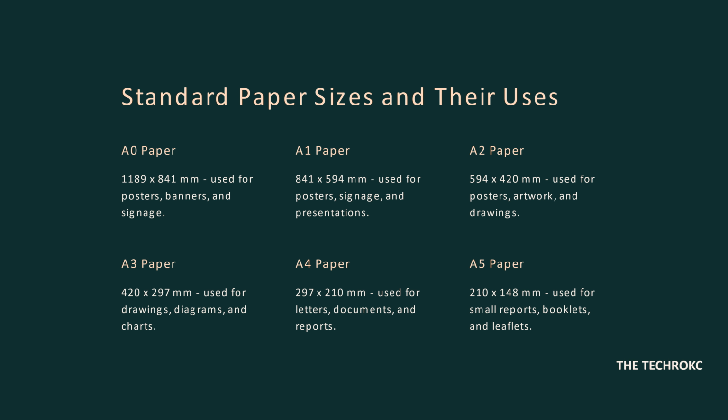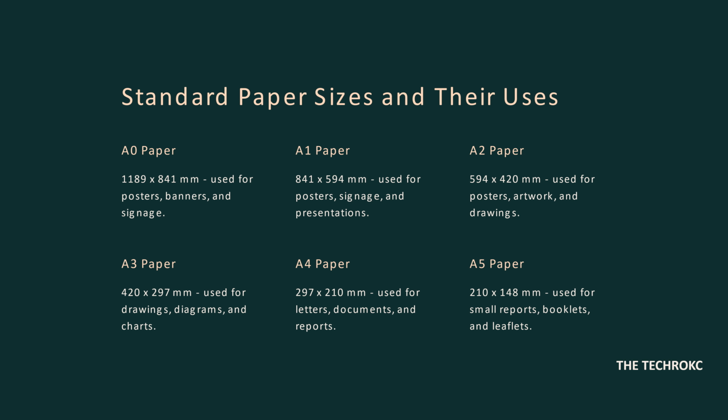The A5 paper has a measurement of about 210 by 148 millimeters. It's used for booklets and leaflets. So that's the main use of the A5 paper generally.